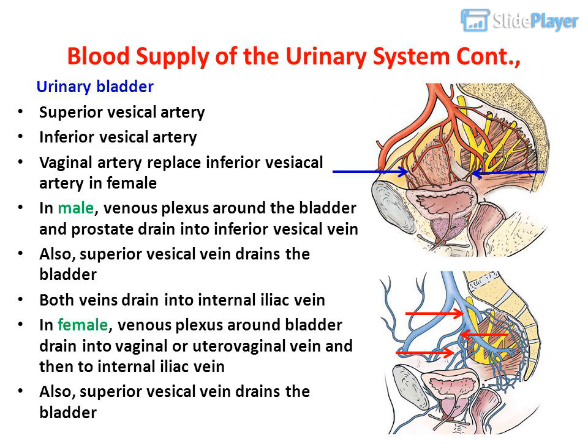Blood supply of the urinary system continued. Urinary bladder: superior vesical artery and inferior vesical artery. Vaginal artery replaces inferior vesical artery in female. In male, venous plexus around the bladder and prostate drains into inferior vesical vein. Also, superior vesical vein drains the bladder. Both veins drain into internal iliac vein. In female, venous plexus around bladder drains into vaginal or uterovaginal vein and then to internal iliac vein.